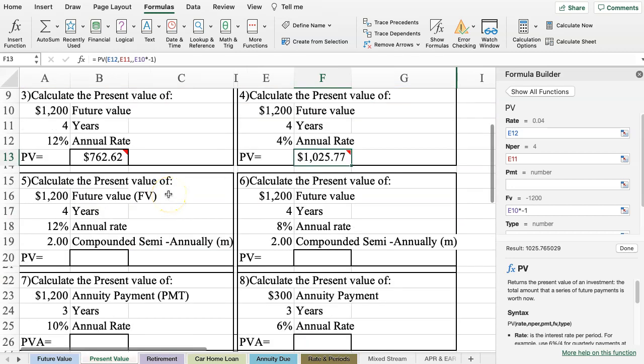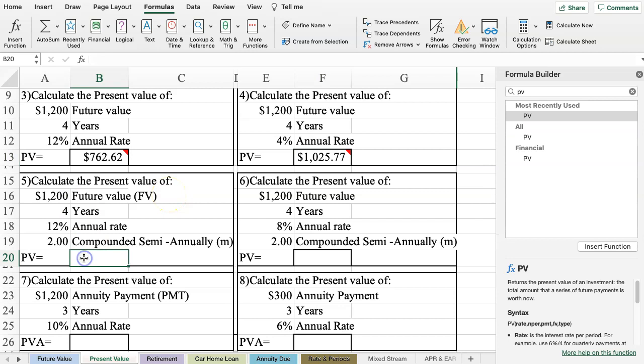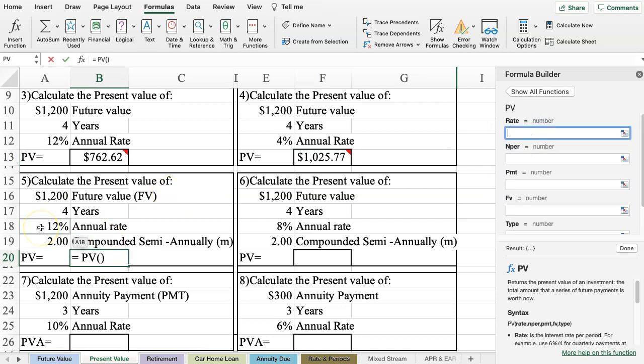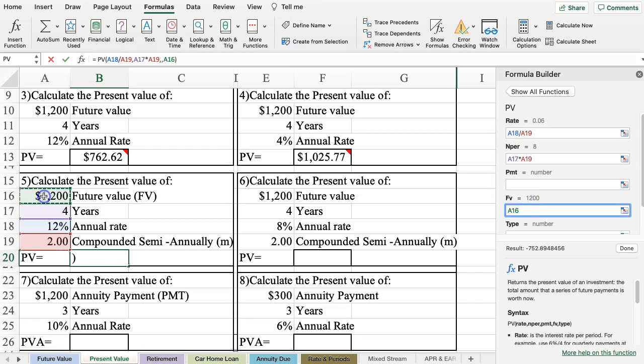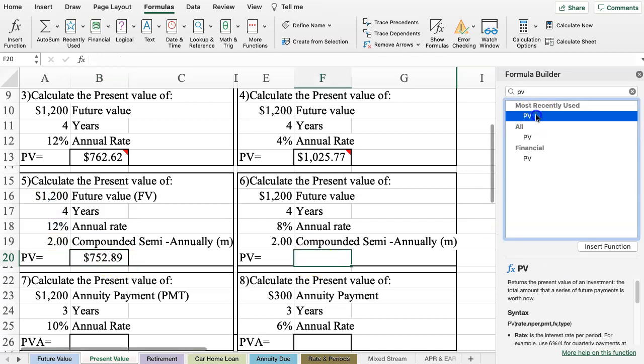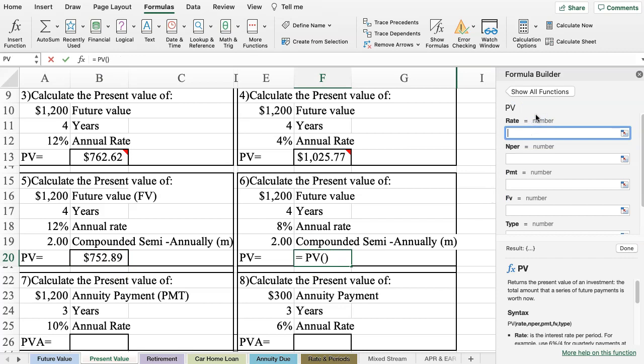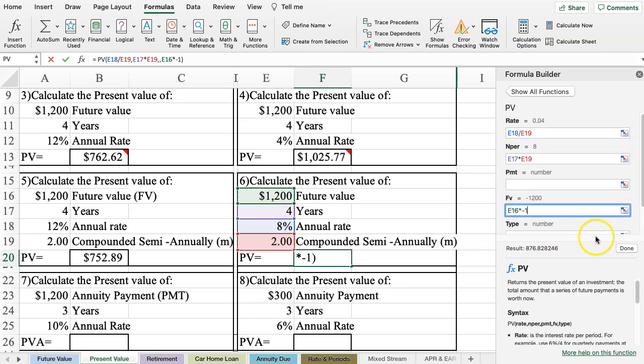Now, what if there's a frequency? If we do semi-annual compounding here, it's still going to use the present value function. We take the annual rate divided by the frequency, and for N per it's going to multiply by the frequency. Same thing, then we put in the future value, and this will tell us what it is. I'm going to say -1 to get the positive number. So again, I take the annual rate, divide by the frequency, multiply the periods by the frequency, and put in the future value, with -1 to make it positive.